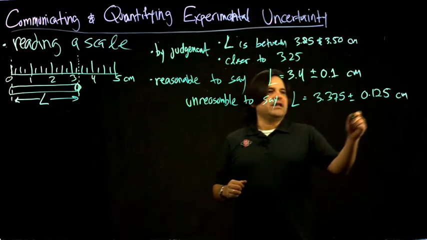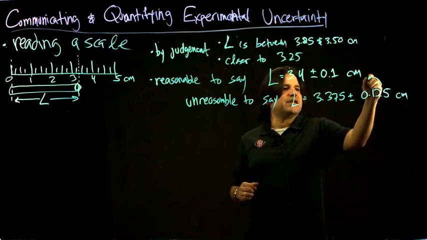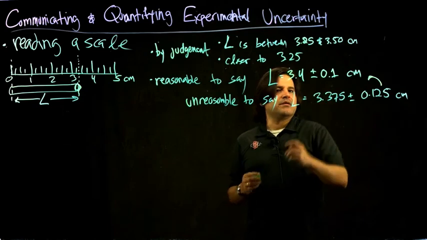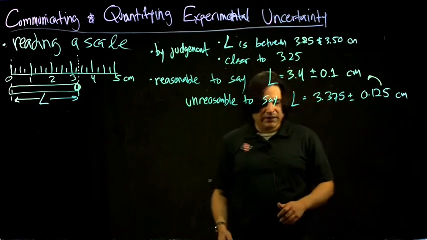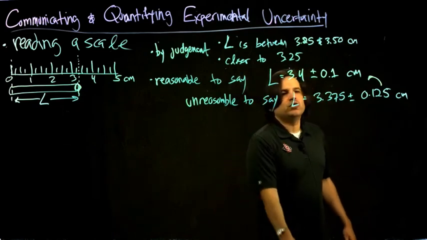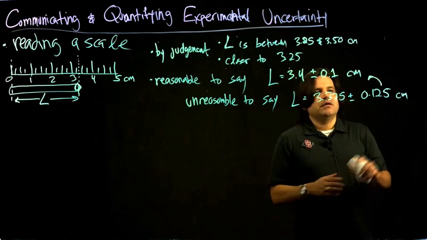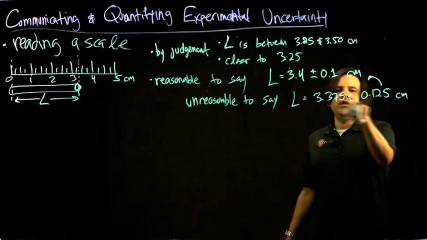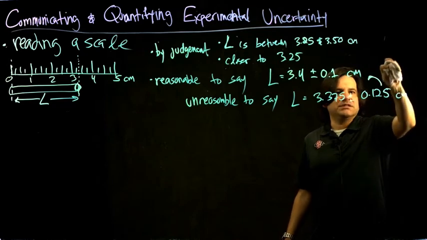But if we look here, it's basically the same thing. It's just rounded off more reasonably. So that's what I mean by reasonable. You're being honest. You're saying that we know that it's somewhere in between there, but we can't put the decimal places on there.